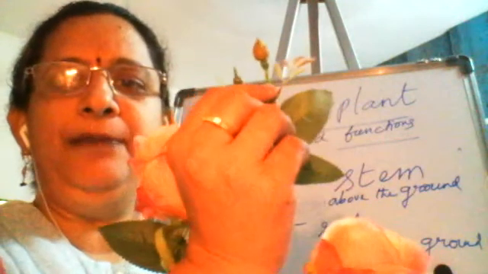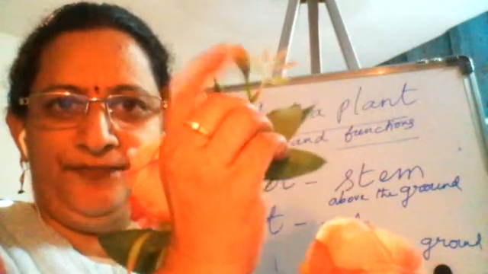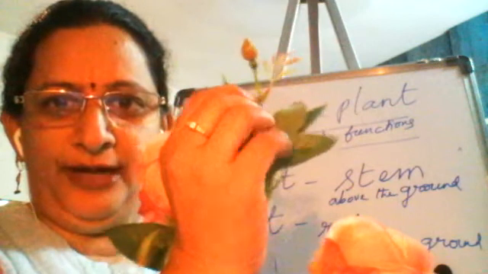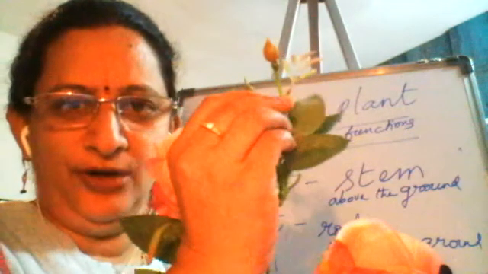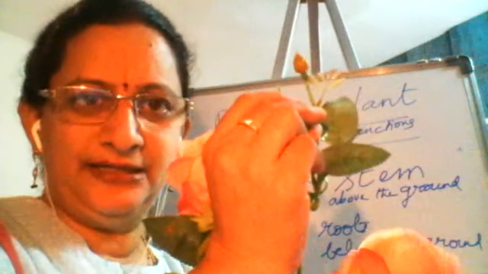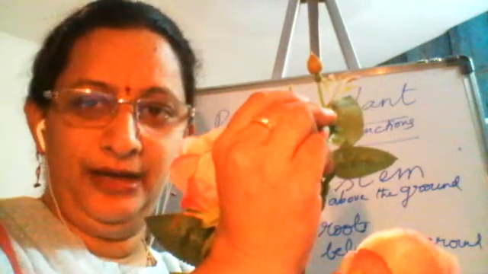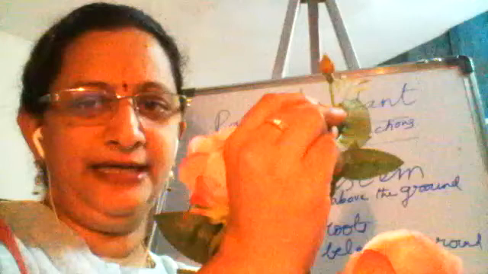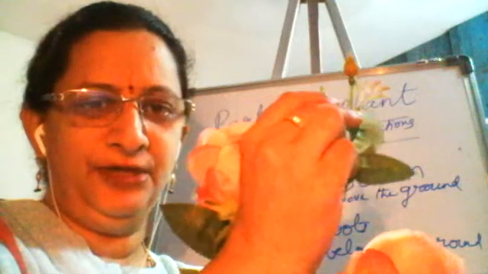And what do you see at the tip of the plant, at the top of the plant, or the apex of the plant? What is this? This is the beautiful bud of the rose. What does it become in future? Yes, you are right. It becomes the flower of the plant. It grows in size and becomes the flower of the plant.